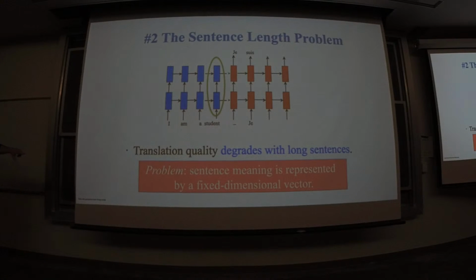And one of the main problems here is that we are representing the meaning of this whole sentence in a fixed dimensional vector. And the longer the sentence is, you might expect it to need more dimensions or something like that. It's kind of hard to say that's exactly the issue, but you can imagine that that's the case.